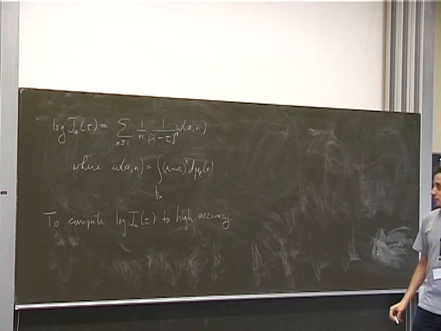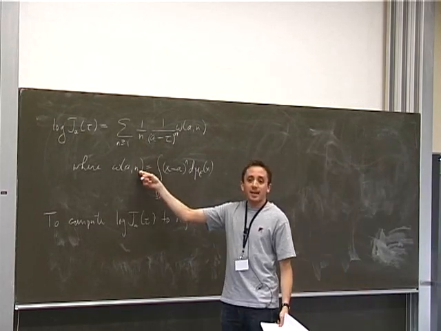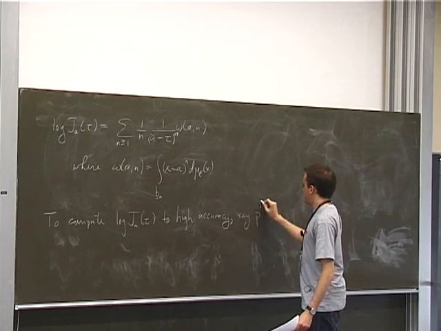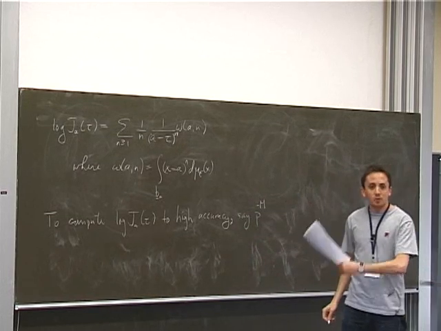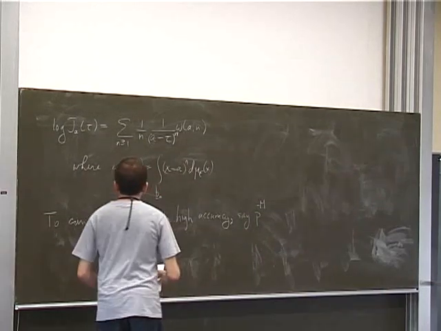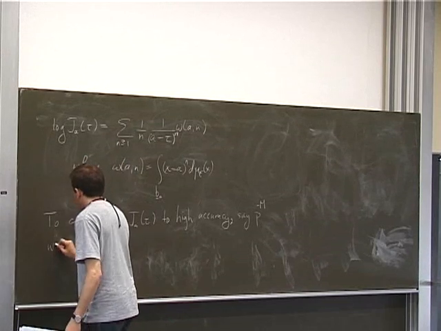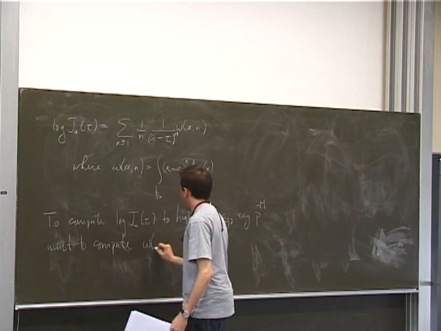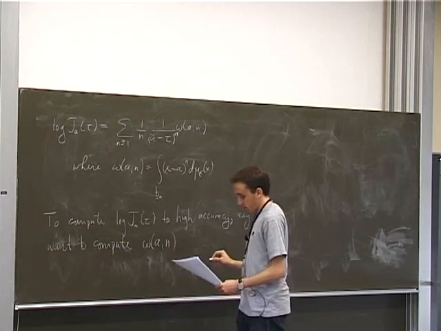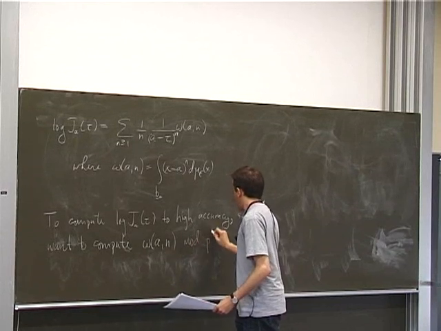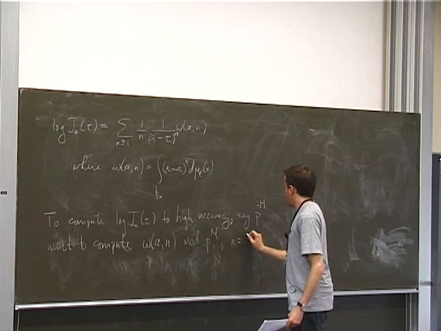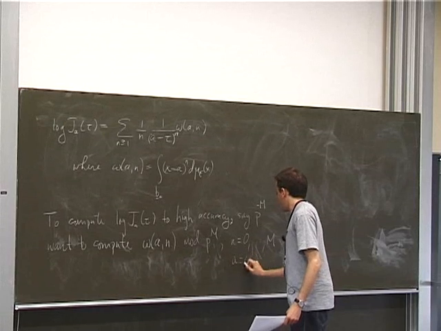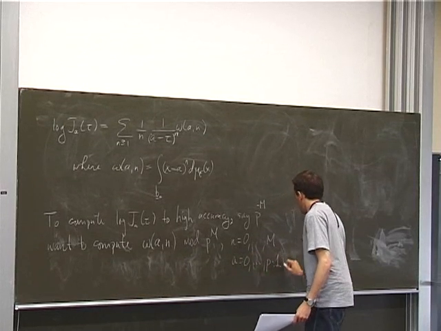to compute this to high accuracy, what you really have to do is compute these moments to high accuracy, say, an accuracy of p to the minus m. I'm going to be measuring my accuracy p-adically, of course. So you would want to compute omega of a n mod p to the m for n going from 0 up to m approximately, and a from 0 up to p minus 1.